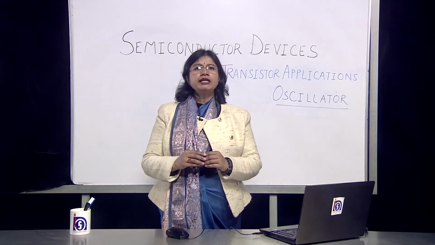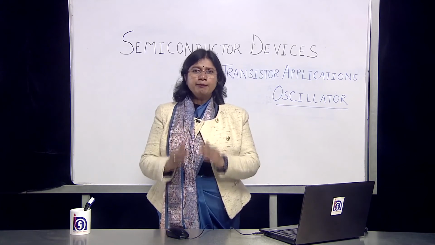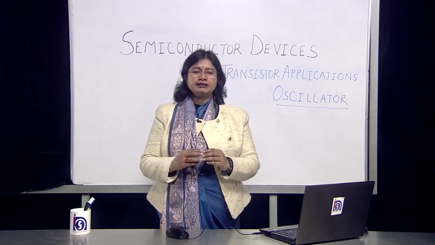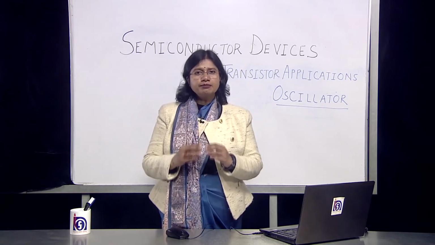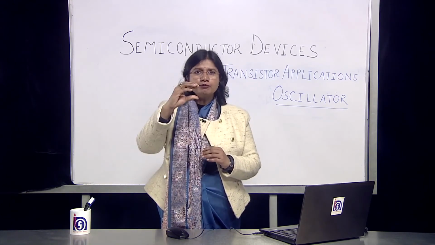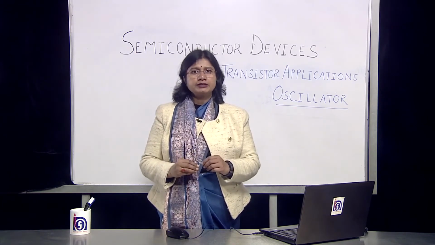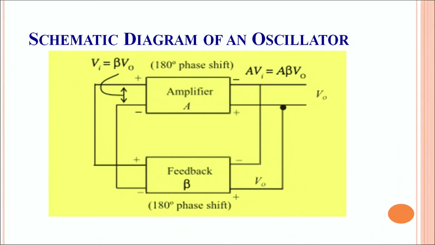When we look at an oscillator, it is capable of generating continuous electric oscillations. So apart from being an amplifier, it has an additional component. It is an amplifier with a feedback mechanism. A feedback mechanism means that some part of the output is fed back as input. Let's look at the schematic diagram of an oscillator. This is a schematic diagram of an oscillator.